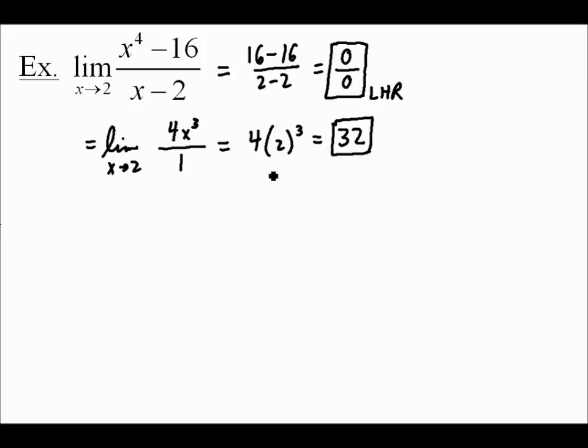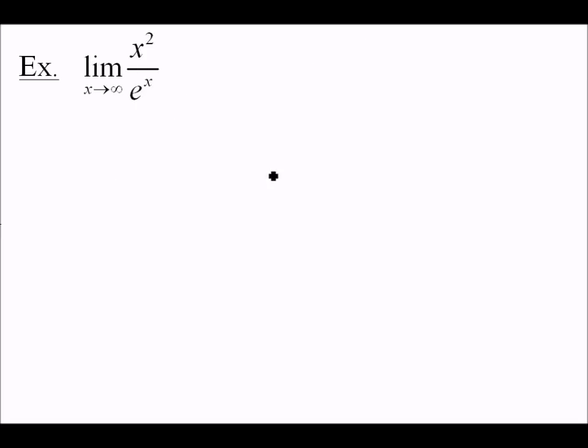Okay, let's take a look at another one. The limit as x approaches infinity of x squared over e to the x. Again, we evaluate. As x goes to infinity, infinity squared is certainly infinite. E to the infinity power is certainly infinite. So once again, this is the other form where L'Hopital's rule applies. L'Hopital's rule is 0 over 0 or infinity over infinity.